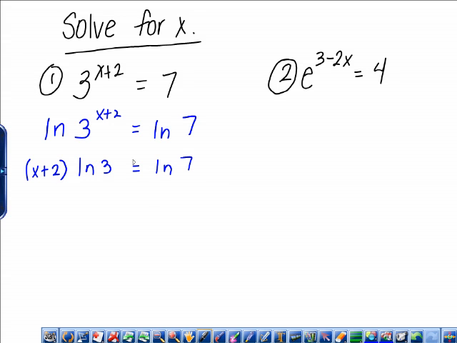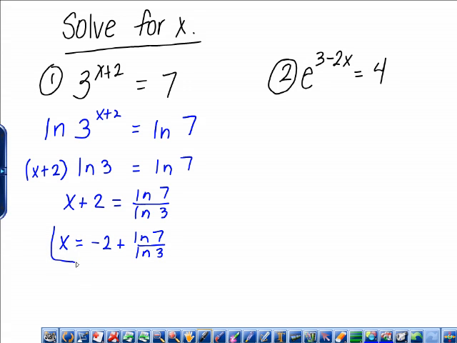Now how would you isolate x plus 2? You would divide by natural log of 3. So then x plus 2 would become natural log of 7 divided by natural log of 3. And then you would subtract 2. So my exact answer would be x equals negative 2 plus natural log of 7 divided by natural log of 3. And this is good. A lot of times this is all I'm going to want you to write. Now, if we want to actually find an approximate answer, we would just type this into the calculator, the way I showed you before.